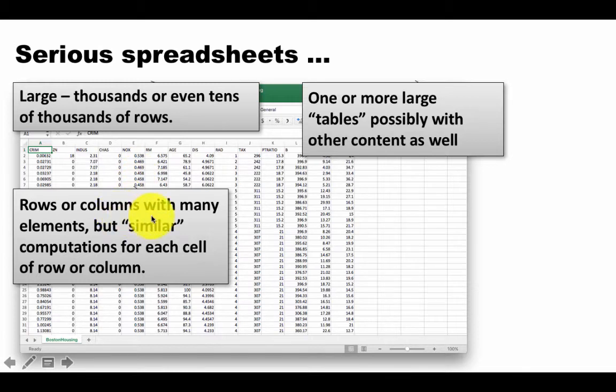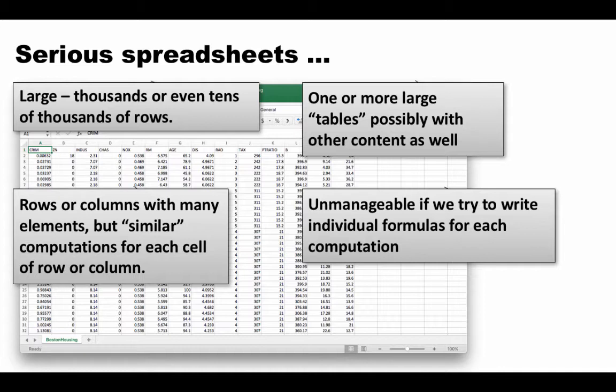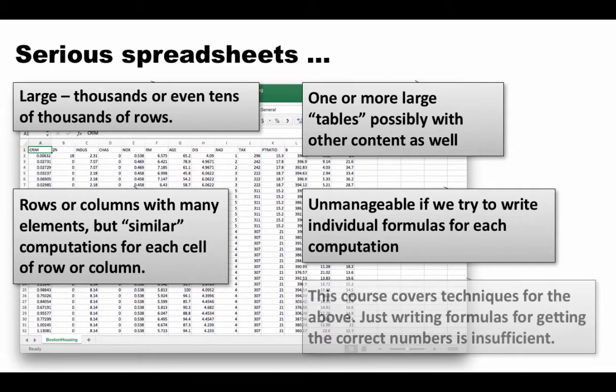Rows or columns may have many elements, but similar computations for each cell of a row or column. In other words, there are many rows and many columns, but the meaning of the item in each column is similar. Which is why we are able to write a formula, and as you will see shortly, we'll be able to create a few formulas and copy them over many, many times. Because they're very large, they become unmanageable if we try to write individual formulas for each computation. We want to write a few formulas and reuse those few formulas for as many computations as we can. So those are some defining characteristics of serious spreadsheets.